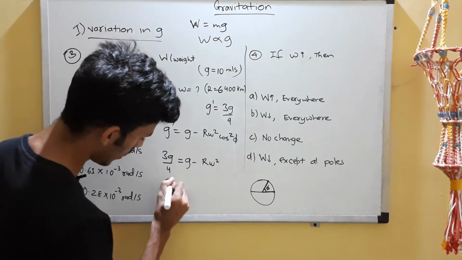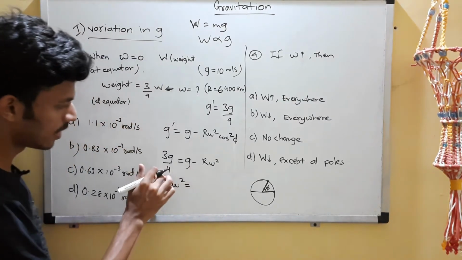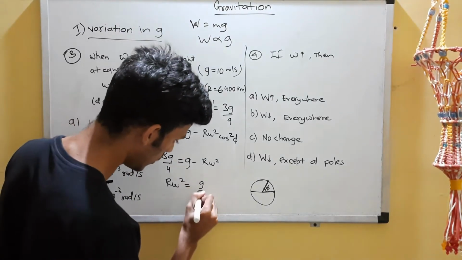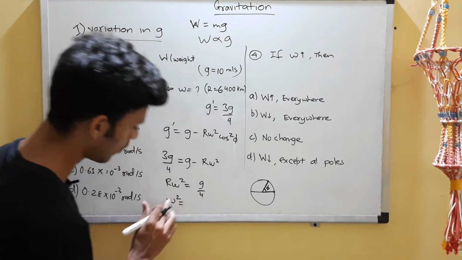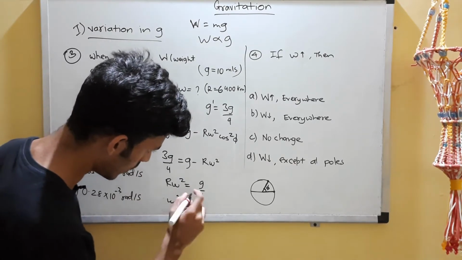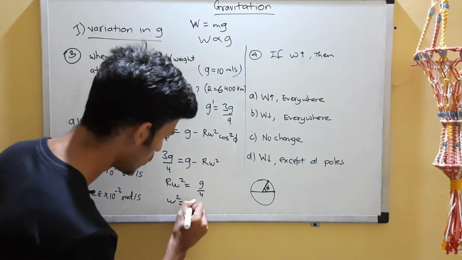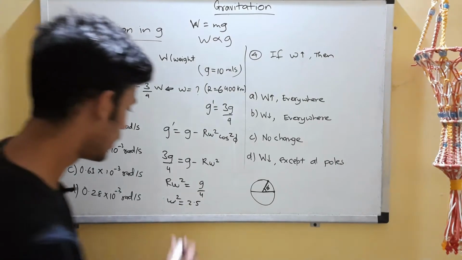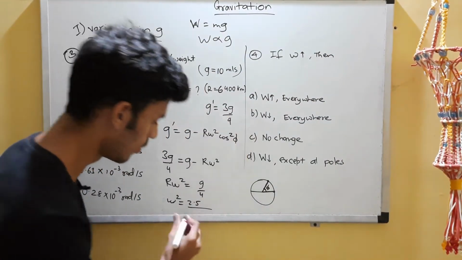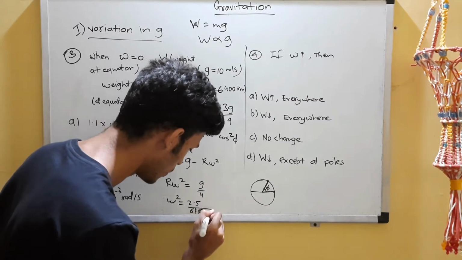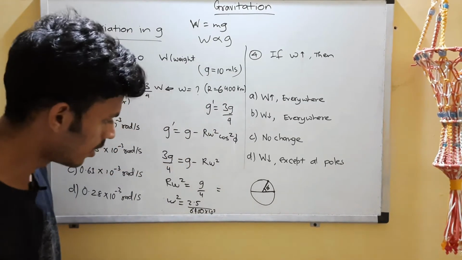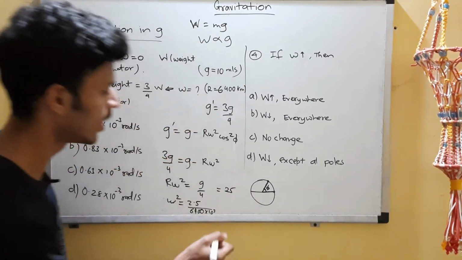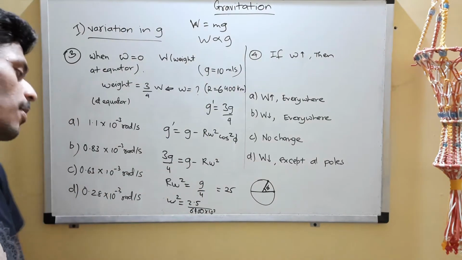Now solve this. R omega square will be given as g minus 3g by 4. Just switching it, g minus 3g by 4, so 1 minus 3/4, that is 1/4, so g by 4. And omega we have to find, so omega square is g by 4, so 10 by 4 is 2.5, 2.5 divided by r, which is 6400 kilometers. You have to convert that into meters, so 6400 into 10 to the power 3. Now 2.5 I can write as 25 into 10 to the power minus 1, so shift the decimal to the right hand side and into 10 to the power minus 1.